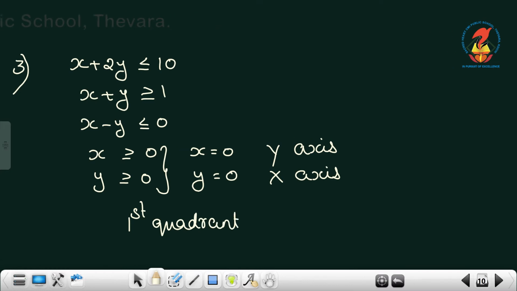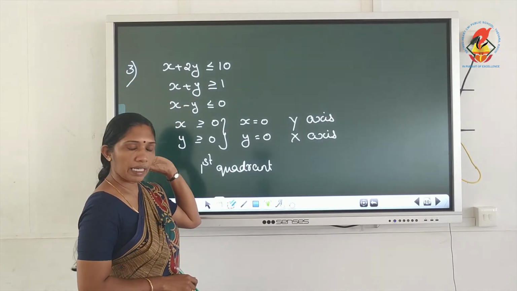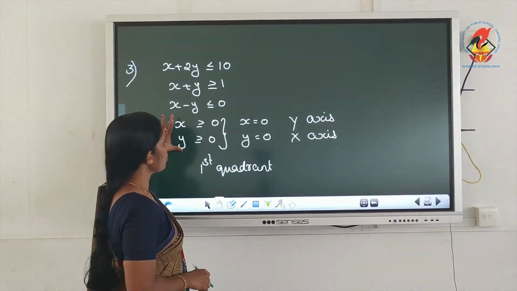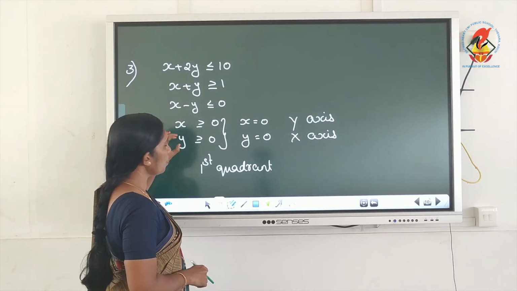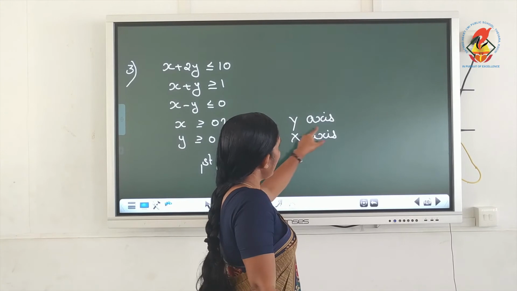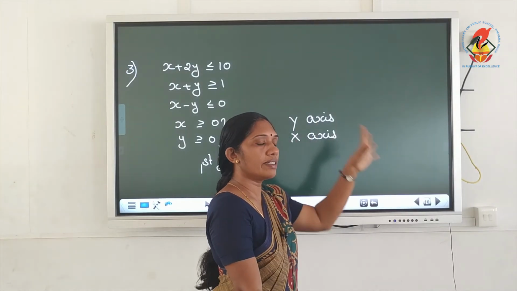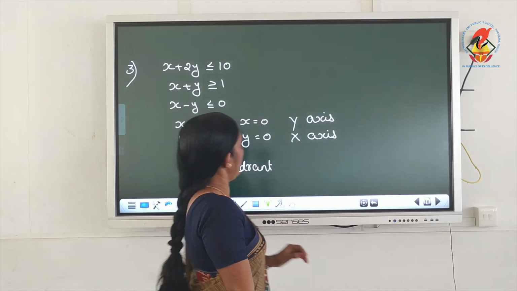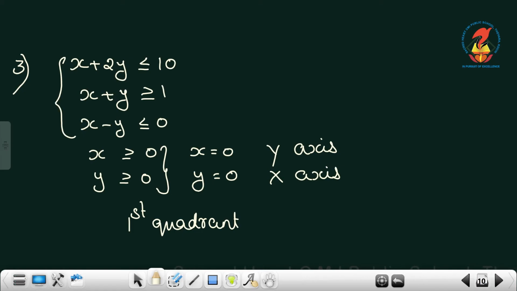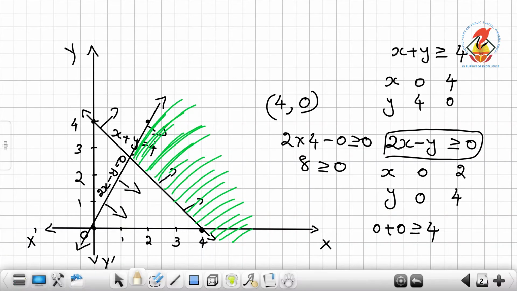If x less than or equal to 0 and y greater than or equal to 0, that means the second quadrant. In that way you can take it. So this means no need to draw these two inequalities. It is already there. X greater than or equal to 0 is the y axis, and y greater than or equal to 0 is the x axis, and it is the solution in the first quadrant. So you have to draw the graph of only these three inequalities.